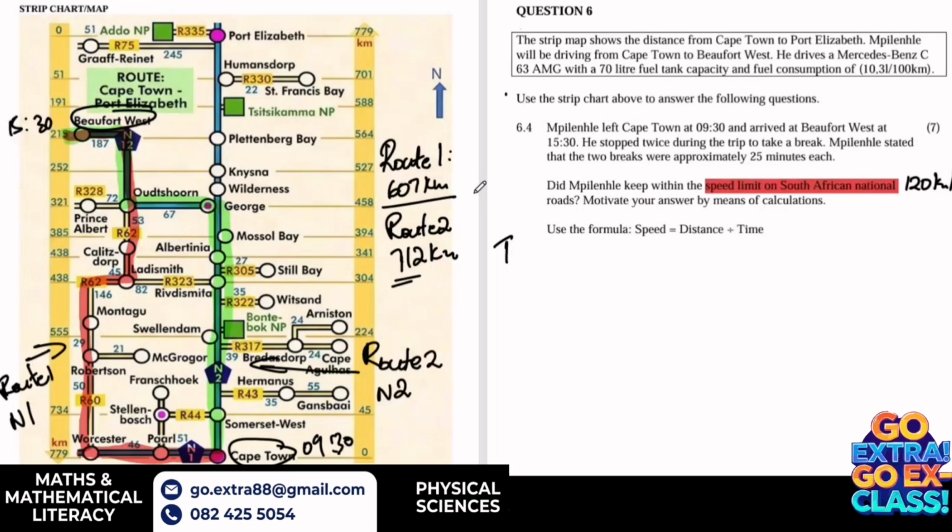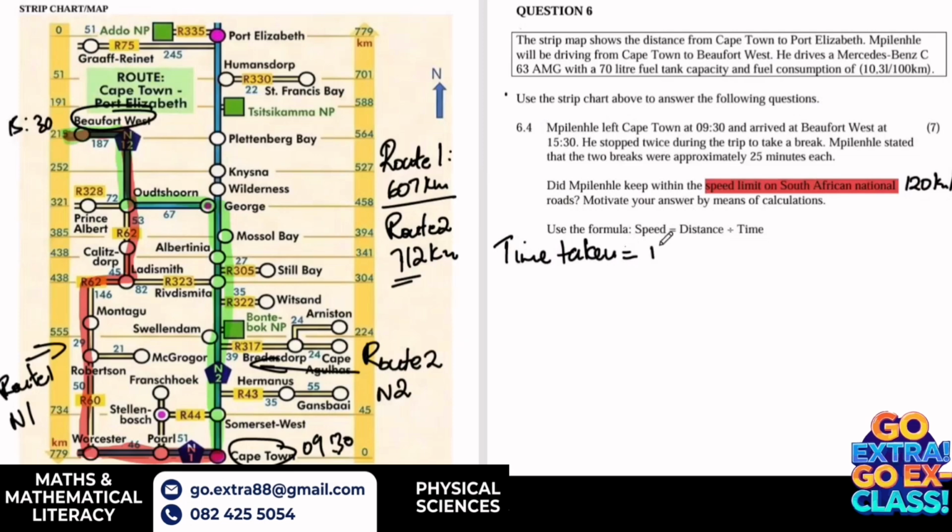Looking at the time taken. So now, how do we calculate the time taken for this trip? We're going to look at the overall time, therefore. So now you're going to subtract the arrival time. The arrival time is what you're going to say.